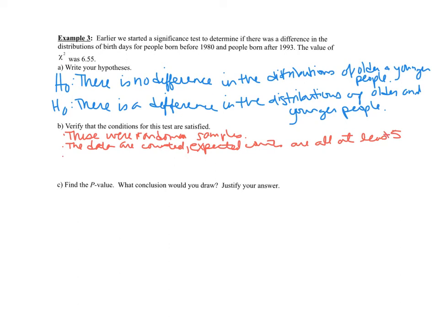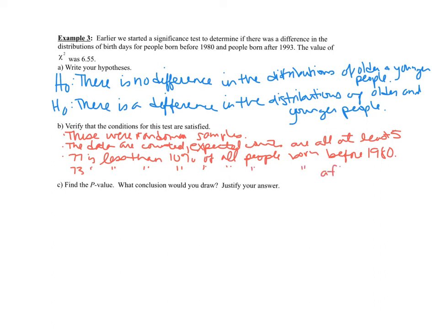And then our third one is the 10% condition. So because we're looking at 2 separate samples, we're actually going to be looking at the before 1980 and the after 1993 separately. So we know that 77 is less than 10% of all people born before 1980. And then the other one is going to be that 73 is less than 10% of all people born after 1993.